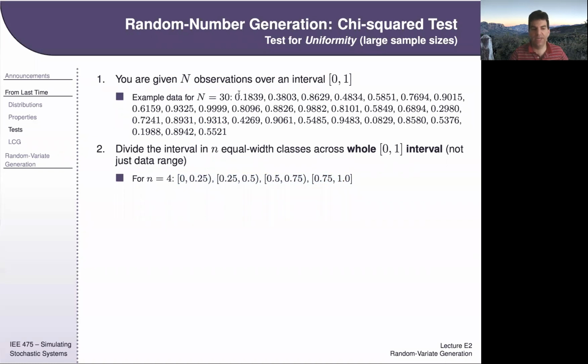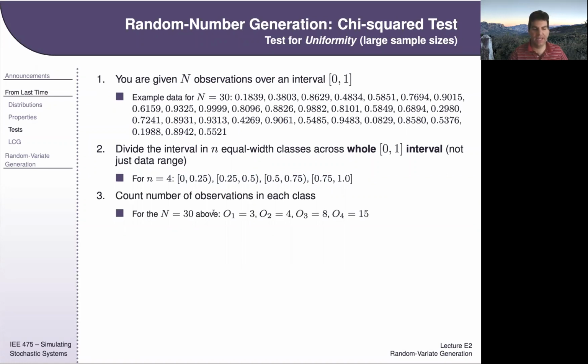And then I count how many of my actual observations land in each one of those bins. After I do that, I can see that 3 were in here, 4 were in here, 8 were in here, and 15 were in here.